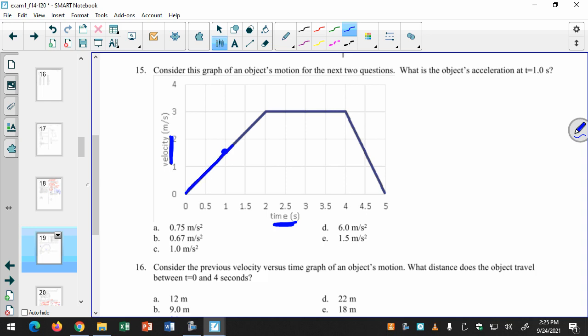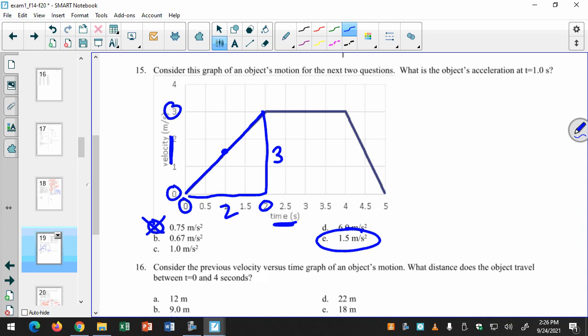I want to know then what is the slope of this line. And that'll give me my acceleration. Be really careful that you don't count the squares. If you count the squares, you would get a slope of 3 over 4, and you would choose A as the right answer, but that's not the right answer. Instead, look at the axes. This has a rise of 3. It has a run of 2. 3 over 2 is 1.5. I just found the slope of that line.